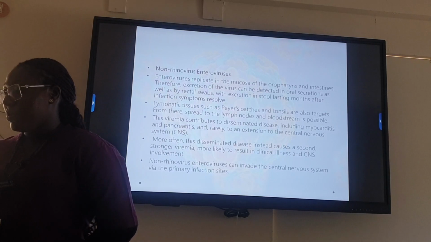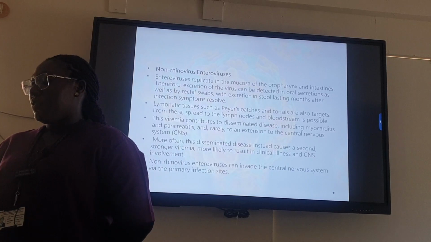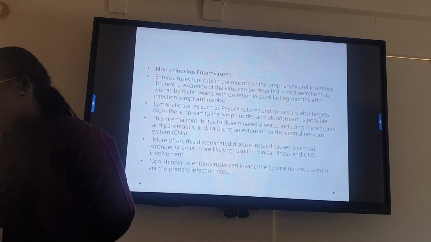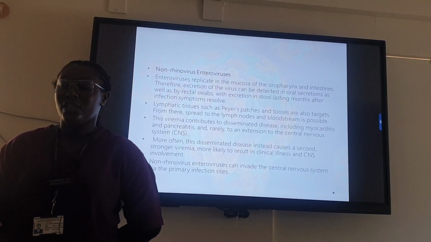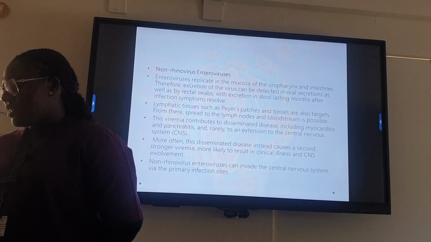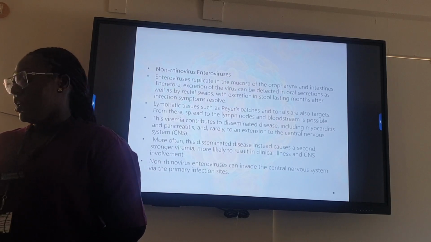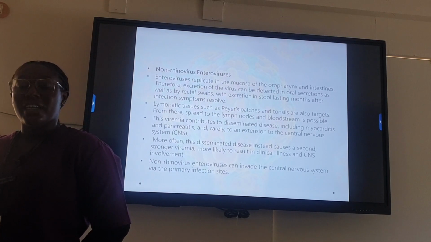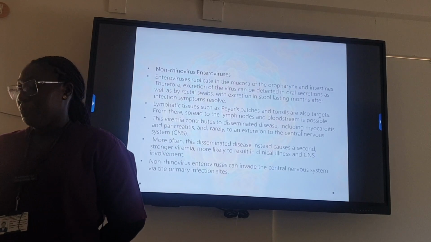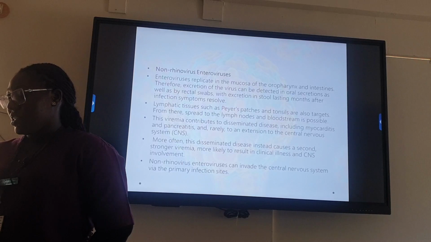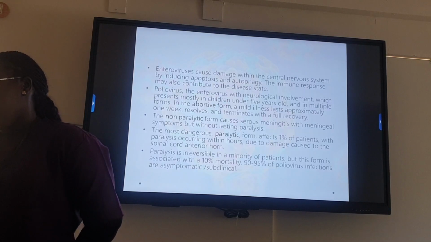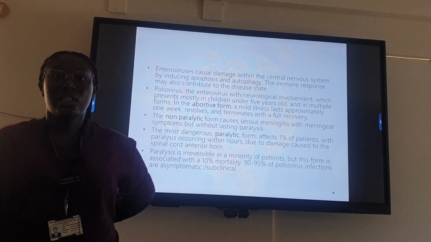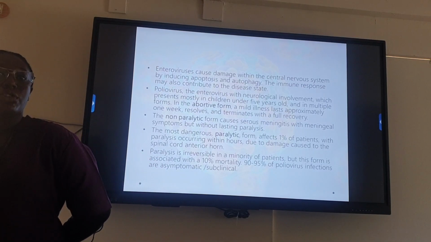Non-rhinovirus enteroviruses colonize the mucosa of the oropharynx and intestine. Therefore, excretion of the virus can be detected in oral secretions as well as in stool. Lymphatic tissues such as Peyer's patches and tonsils are also targets of this virus. From there, the virus spreads to the lymph nodes and then the bloodstream. The viremia contributes to disseminated disease, including myocarditis, pericarditis, pancreatitis, and rarely extension to the CNS. Non-rhinovirus enteroviruses can invade the CNS via the primary infection site. Enteroviruses can cause damage to the central nervous system by inducing apoptosis and autophagy. The immune response also contributes to the state of the disease.